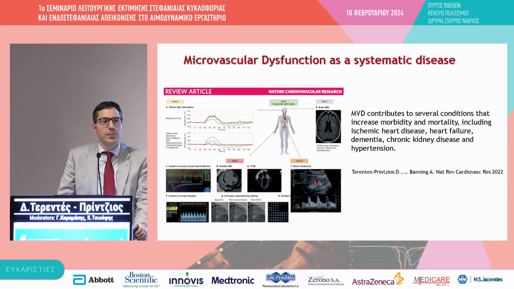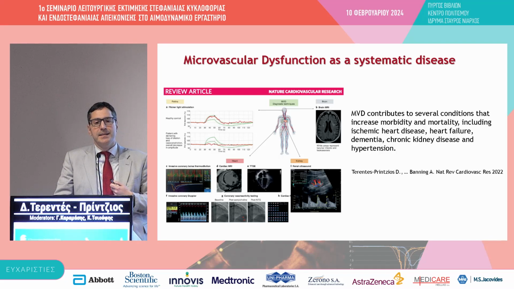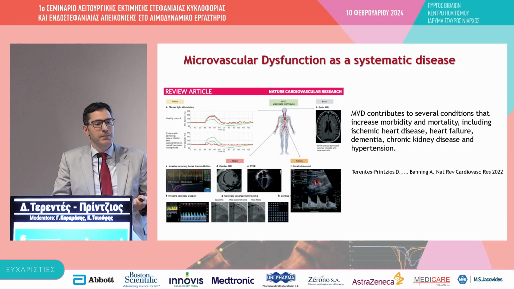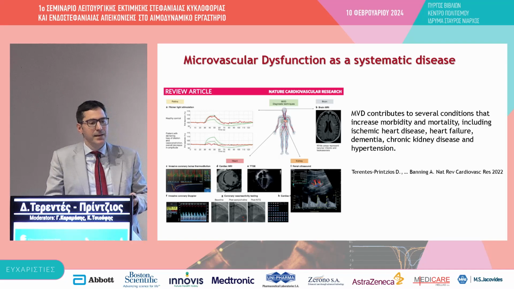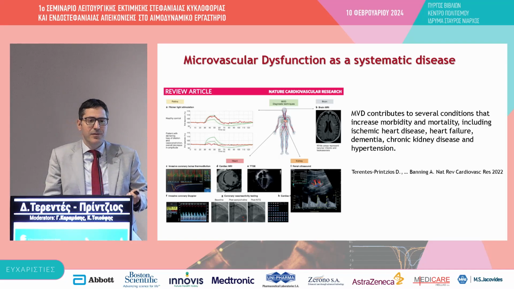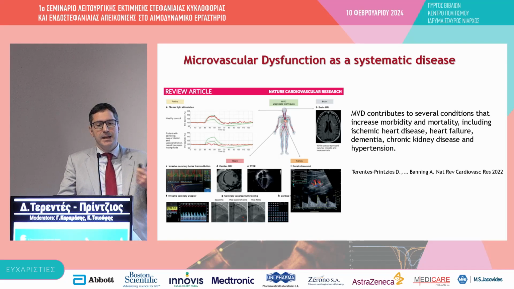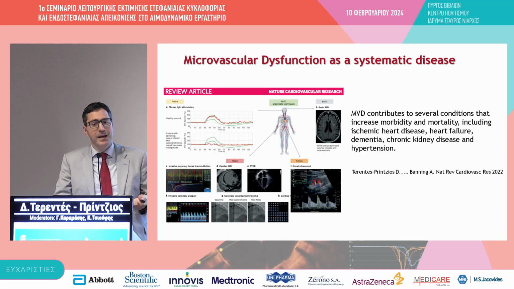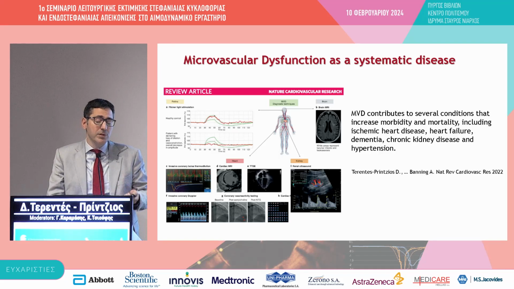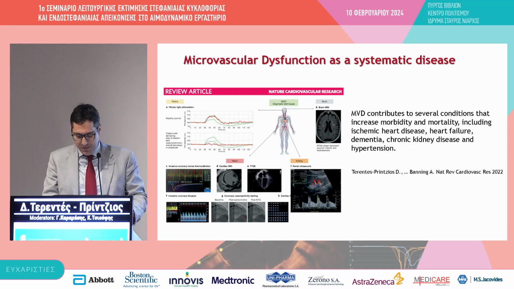And this is important because with microvascular dysfunction we can assess prognosis not only from the heart, but maybe from another organ. If, for example, we see a patient that has microvascular dysfunction in the heart, that might imply that he might have an increased risk of having a stroke or even of having Alzheimer's disease. And this would be important to know since we have this information available.